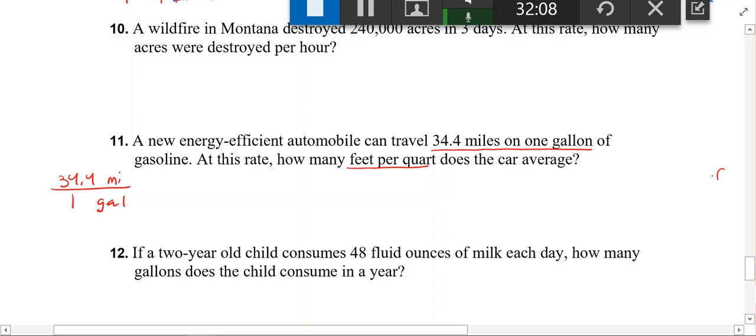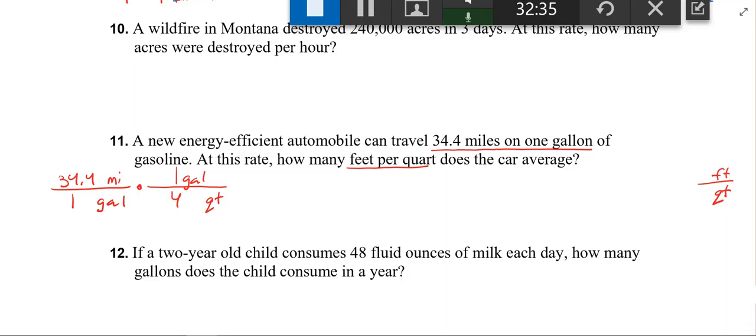So way down here, we want feet per quart. All right, so I like working on the bottom one first. So we're going to change gallons into quarts. I am familiar with that. I know that in 1 gallon, there are 4 quarts because quart is like quarters, and there are 4 quarters in $1. I think you guys learned those in elementary school. All right, so that gets us to quarts.